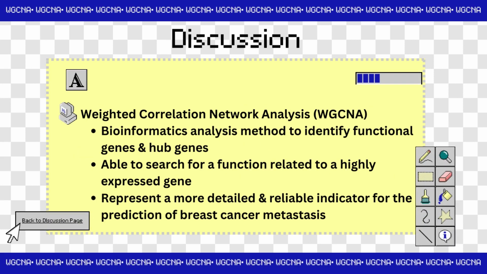In this study, the weighted correlation network analysis (WGCNA) was performed. It is a bioinformatics analysis method to identify functional genes and hub genes. It is able to search for a function related to a highly expressed gene. Hence, this represents a more detailed and reliable indicator for the prediction of breast cancer metastasis.